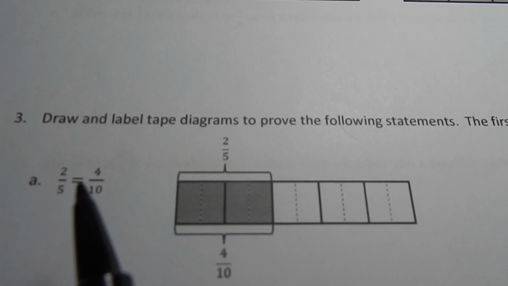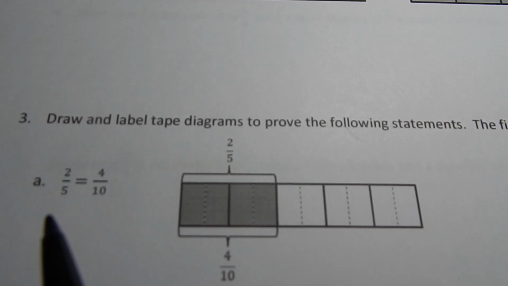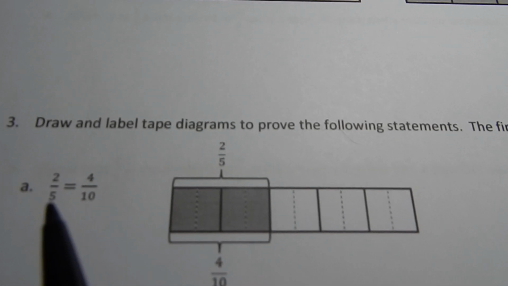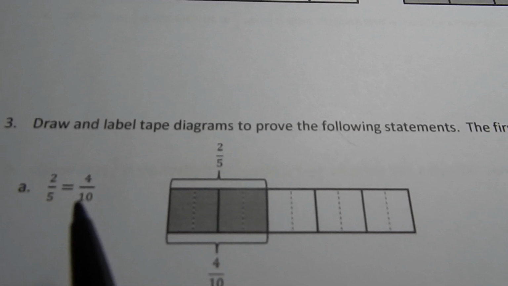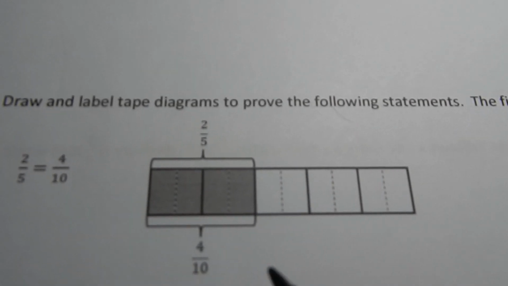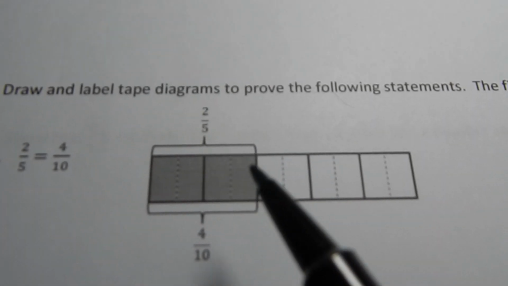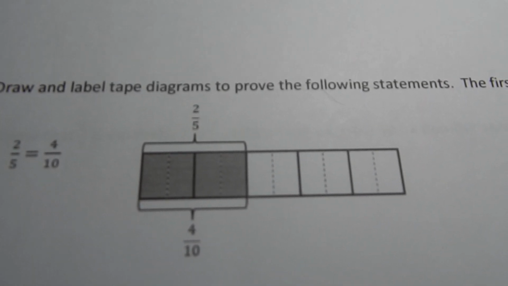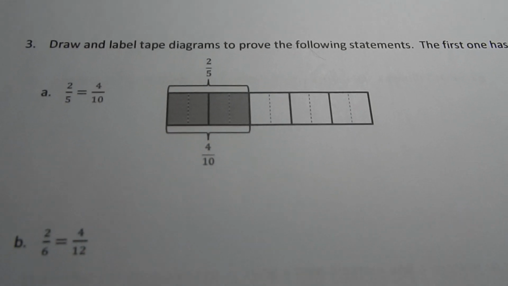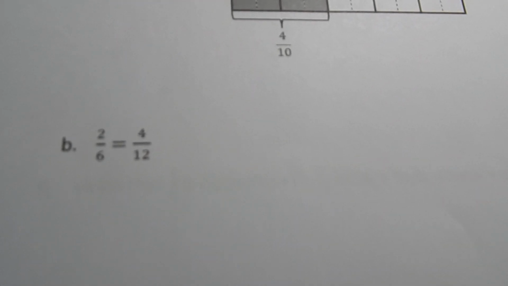So if I need to prove that 2/5 is equal to 4/10, the first thing you have to do is draw a tape diagram and model the 2/5. And then you're going to have to change those 5ths into 10ths. So let's take a look at how they did it here. And again, I think it's confusing when they've already drawn all the dotted lines in there. So actually, I'm going to go down here and we're going to do one on our own.